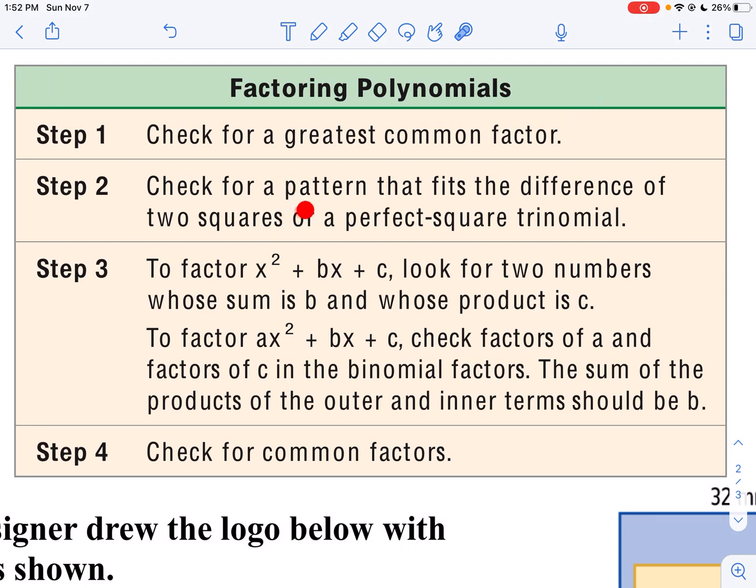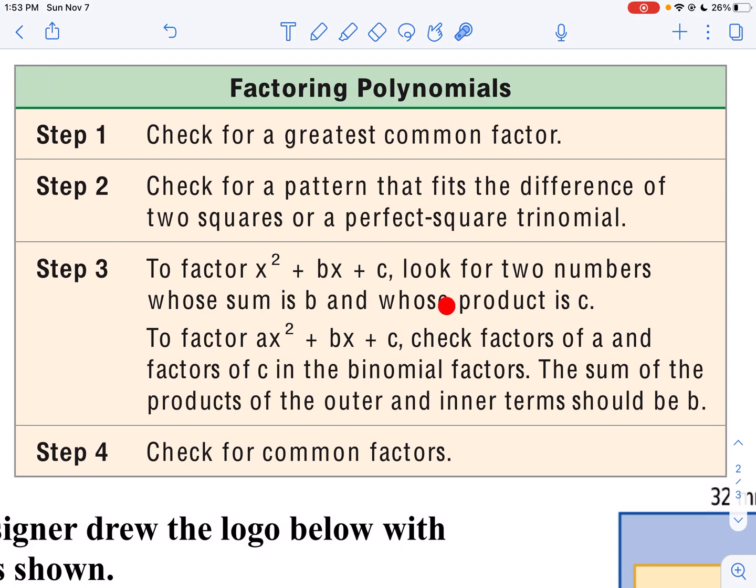Are they perfect squares? So if it's a binomial, are they a difference of squares? If it's a trinomial, is the first term a perfect square and the last term a perfect square? If it's not one of those, then is there a number in front of x squared? Then use your British method of factoring that. If there's no number in front of x squared, use the diamond method of factoring that.